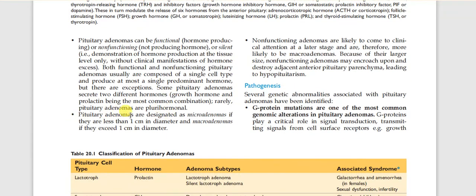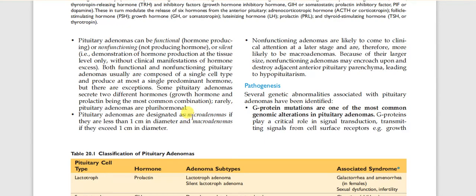Pituitary adenomas are designated as microadenomas if they are less than 1 centimeter in diameter, and macroadenomas if they exceed 1 centimeter in diameter. So what's the point? Usually if we have microadenomas with very moderate effects of the tumor, we don't do surgery. Microadenomas are not treated with surgical methods. Maybe in the future it will be improved, but for now microadenomas are not removed. But macroadenomas should be removed.